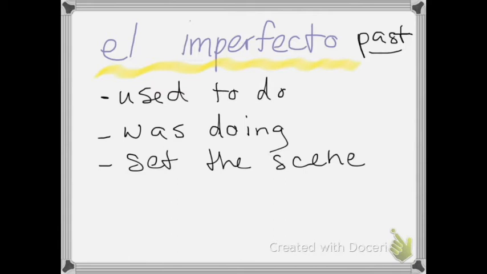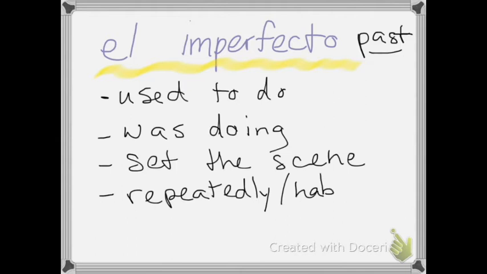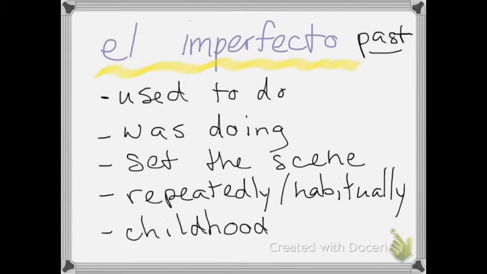We use imperfecto for things that we did repeatedly or habitually, such as I always ate jelly sandwiches. I used to not like peanut butter and jelly together, so I would only eat jelly sandwiches. Entonces yo comía sándwiches de jalea, something repeatedly or habitually. We use this a lot when we talk about our childhood, as long as we're talking in general terms, okay?